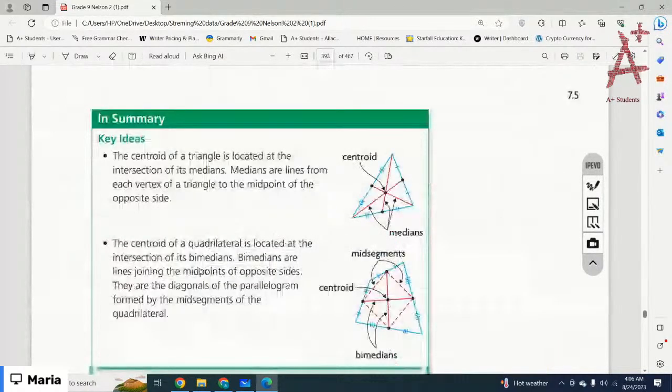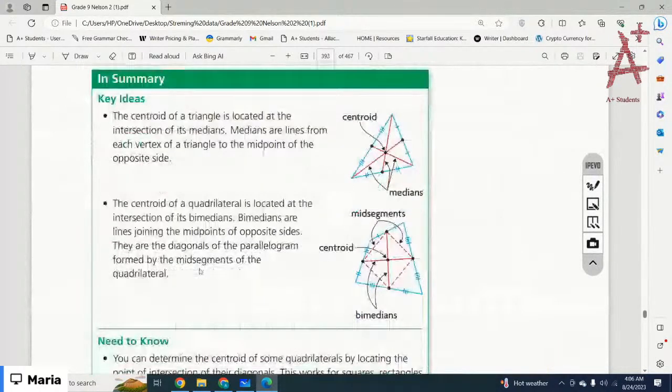The centroid of a triangle is located at the intersection of the medians. Medians are lines from each vertex of a triangle to the midpoint of the opposite side. The centroid of a quadrilateral is located at the intersection of its bimedians. Bimedians are lines joining the midpoints of opposite sides. They are the diagonals of the parallelogram formed by the midsegments of the quadrilateral.